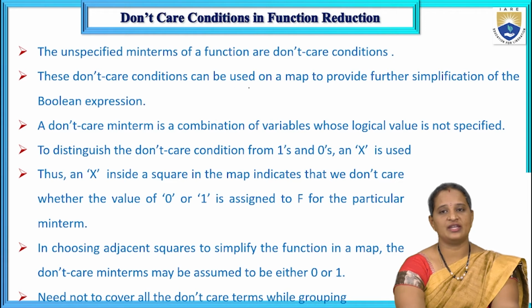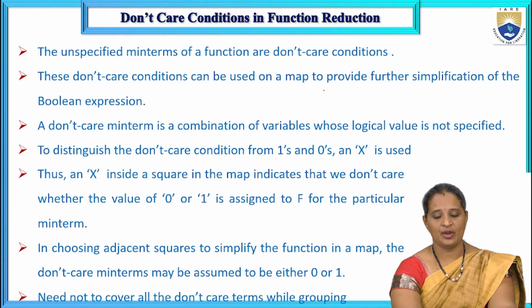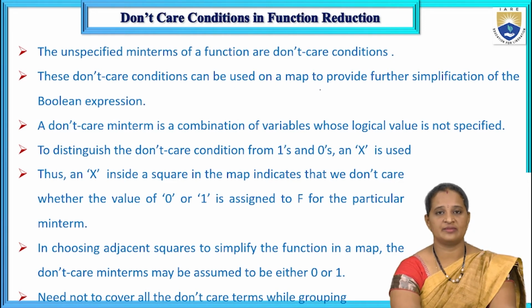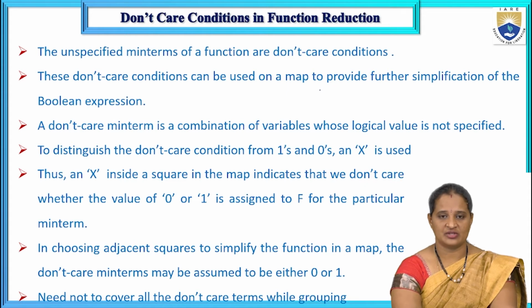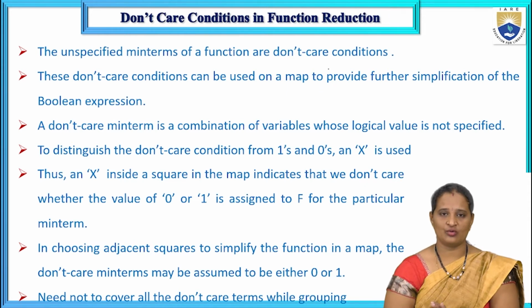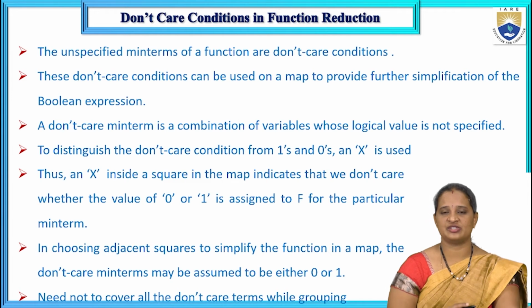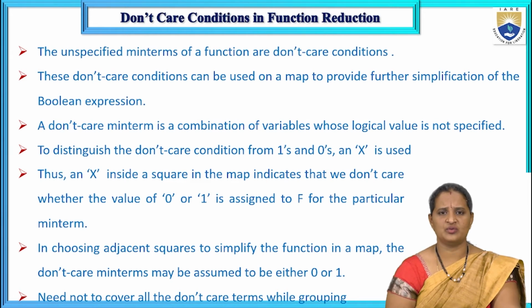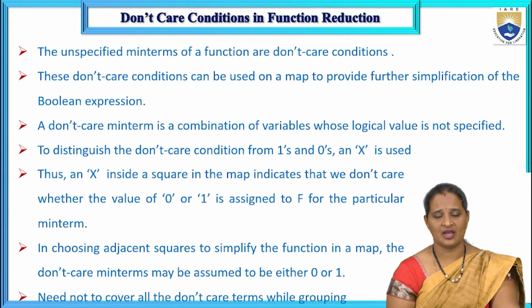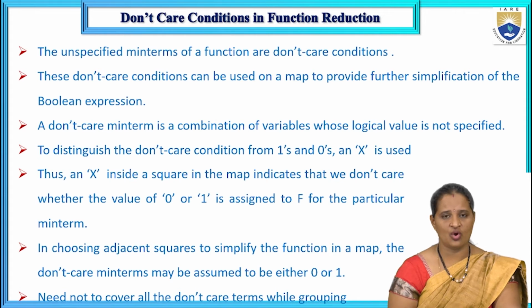So the don't care conditions can be used on a map to provide further simplification of the expression. If any function has don't care combinations, we can also use them in a K-map for forming higher groups so that a more simplified expression can be obtained. Why can I use this? Because it is unspecified. I can consider it as either 0 or 1.